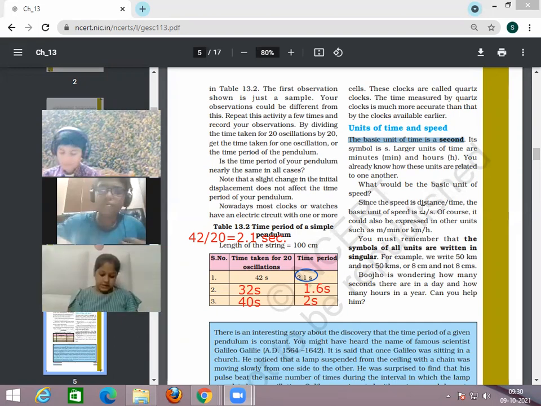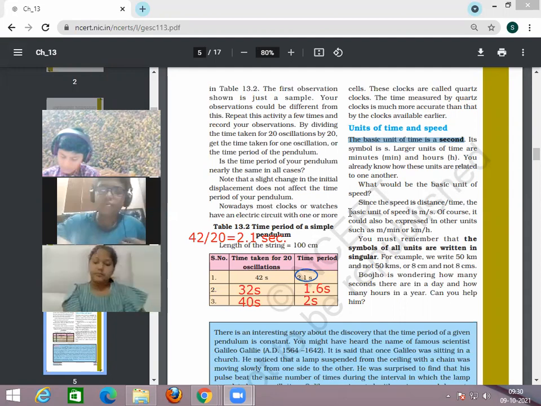Since speed is distance over time, the basic unit of speed is m/s. You are not going to read it like "ms". There is a slash. M means meter, and per means upon. Meter per second, of course, is expressed in units such as this.